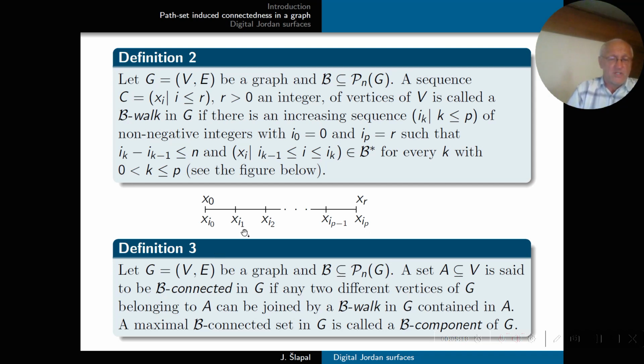Now it is natural to use a B-walk to define B-connectedness. So we say that some set of vertices A is B-connected if any two elements of A may be joined by a B-walk whose elements all belong to A. Connected means the first element is one point, and the last element is the other point. And then the maximal B-connected set in G is called a B-component.